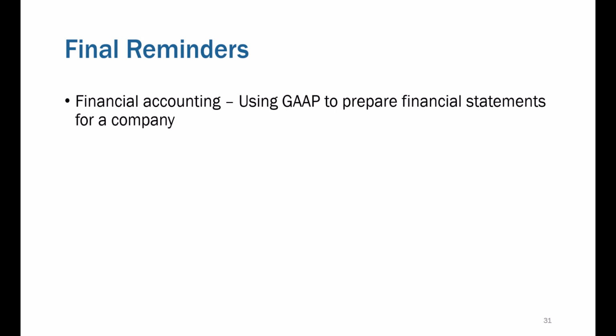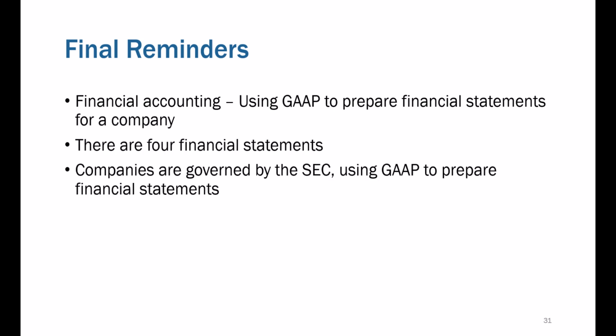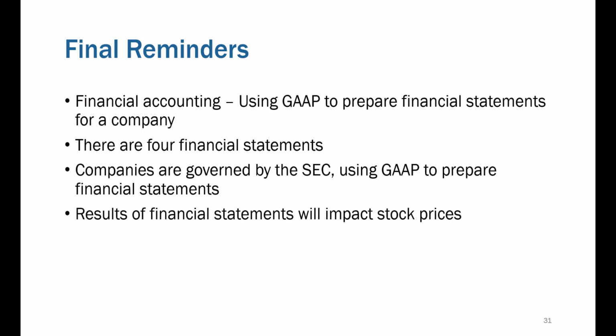So final reminders: financial accounting, using GAAP to prepare financial statements. That's what we're really getting into for external users. There are 4 big financials: income statement, balance sheet, statement of stockholders' equity, and statement of cash flows. Companies are governed by the SEC, which created the FASB, which created GAAP to prepare financial statements. And financial statements and what they show are going to impact stock prices.